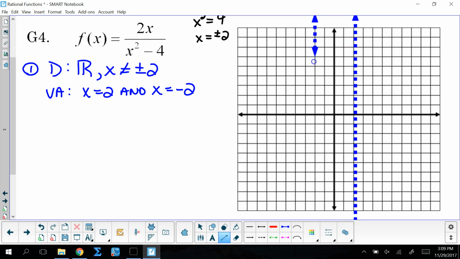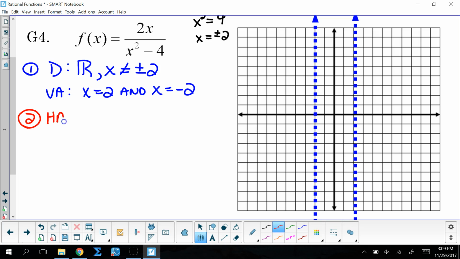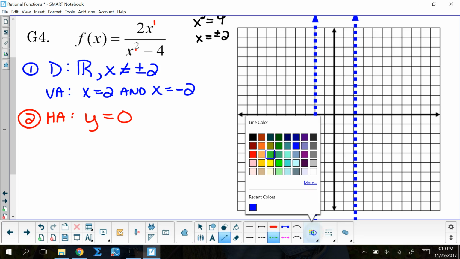x equals 2, x equals negative 2. Step number 2 says I need to find my horizontal asymptote. Degree of the top is 1. Degree of the bottom is 2. Bottom is bigger, so that's y equals 0 as my horizontal asymptote.